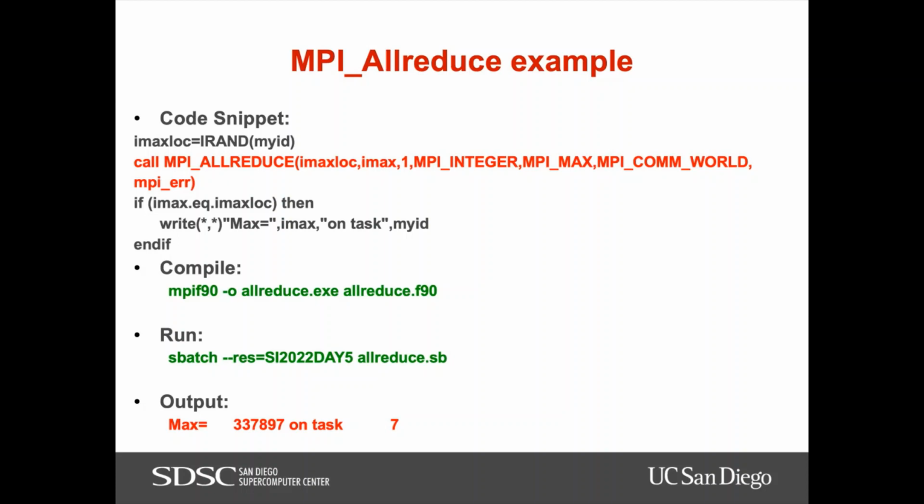Here we just generate a random number and then send that out to do an all reduce and find the maximum overall. There is actually a function that even lets you find out which task it's on. In this case I'm finding that explicitly, but you can actually find that out. And then you compile the code normally and submit it.